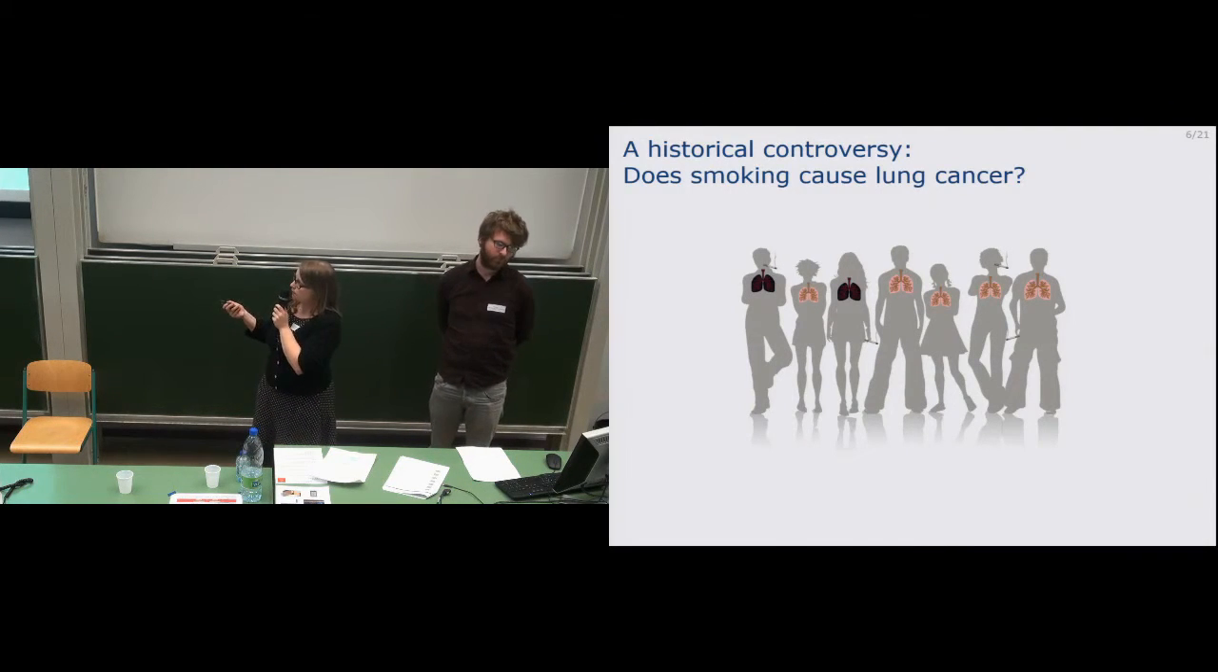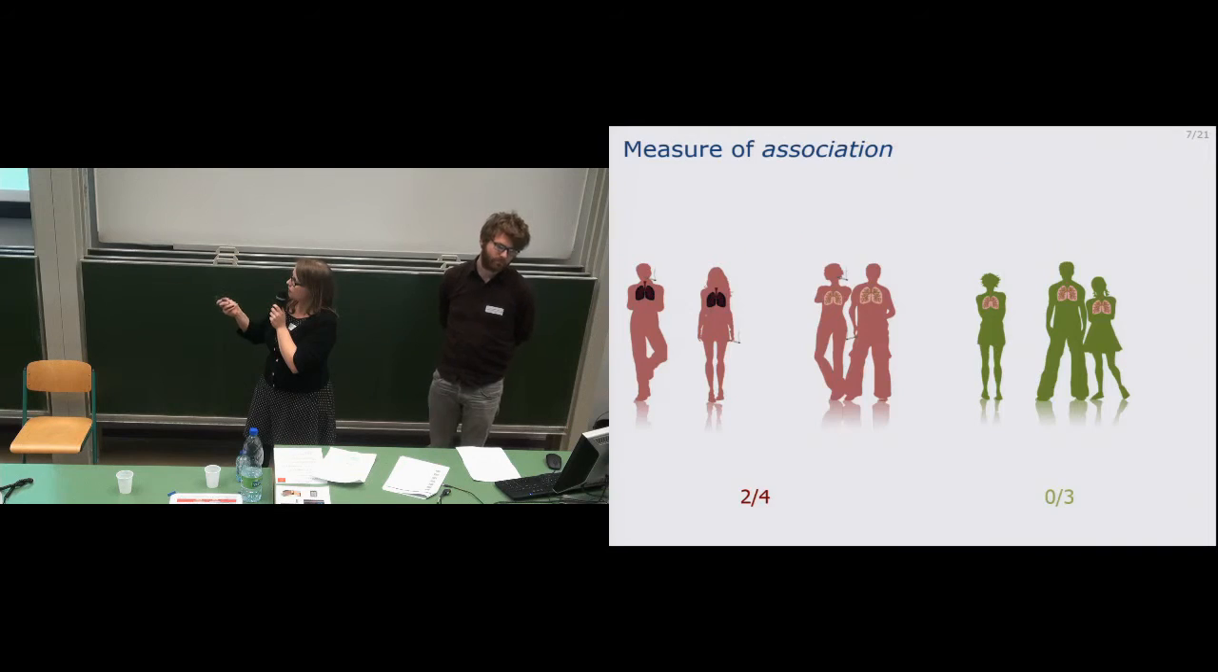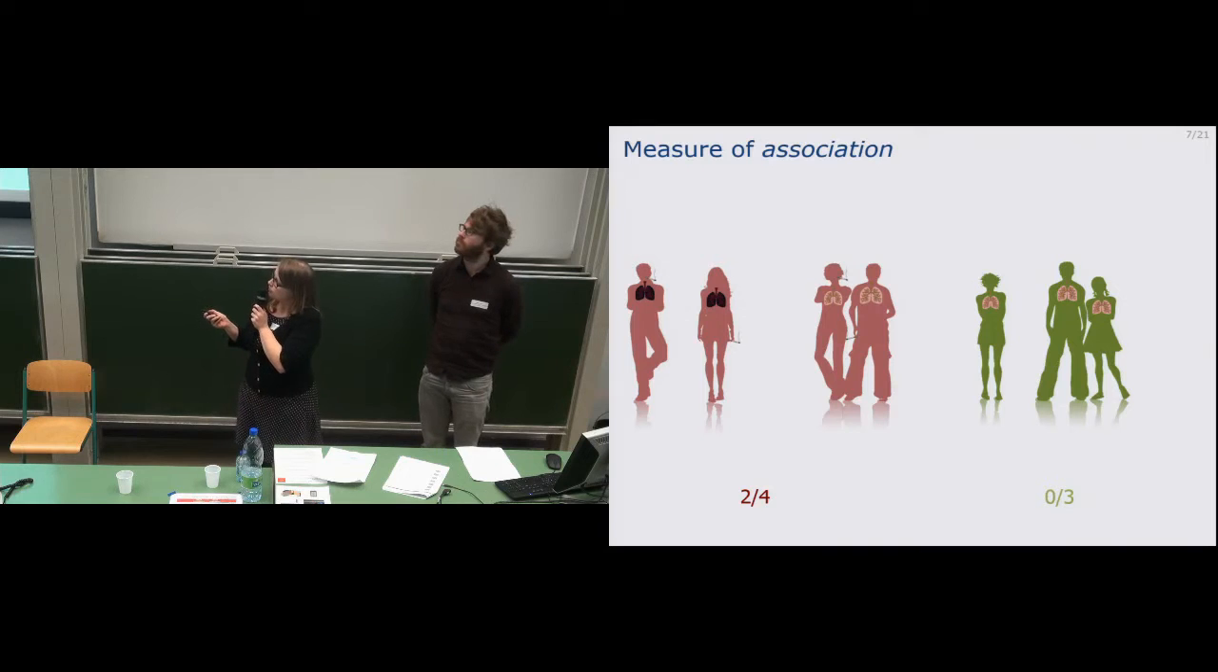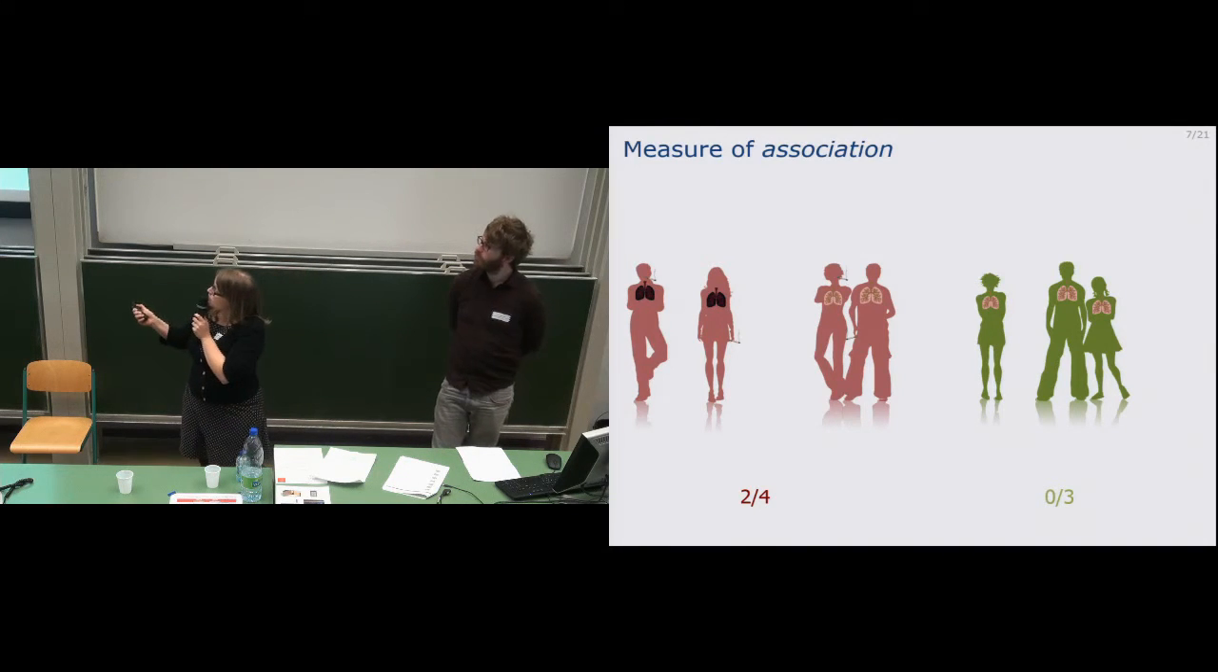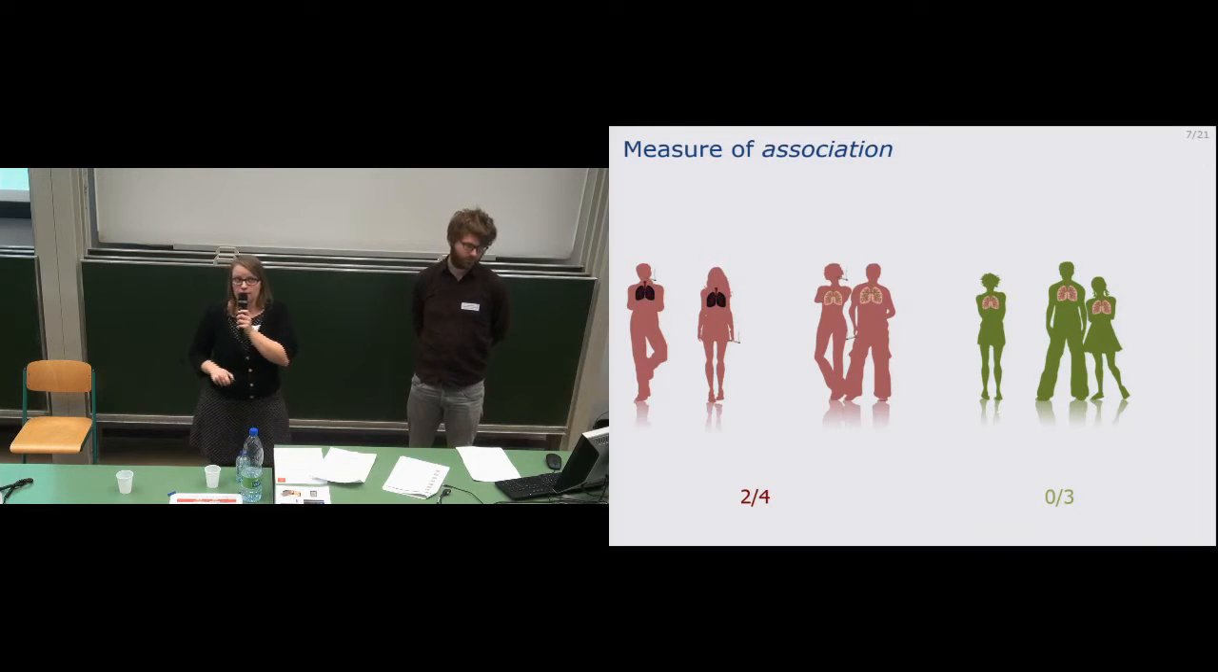Now, the following example might make it more clear why association and causation are often not the same. Consider an observational study where we just observe who smokes and who doesn't, and who gets lung cancer and who doesn't. Then in this study, we can compare the risk of getting lung cancer in people who smoke, which is 2 out of 4, and the risk of getting lung cancer in people that don't smoke, which is 0. So on average, the risk of getting lung cancer is higher in the smoking group than in the non-smoking group.